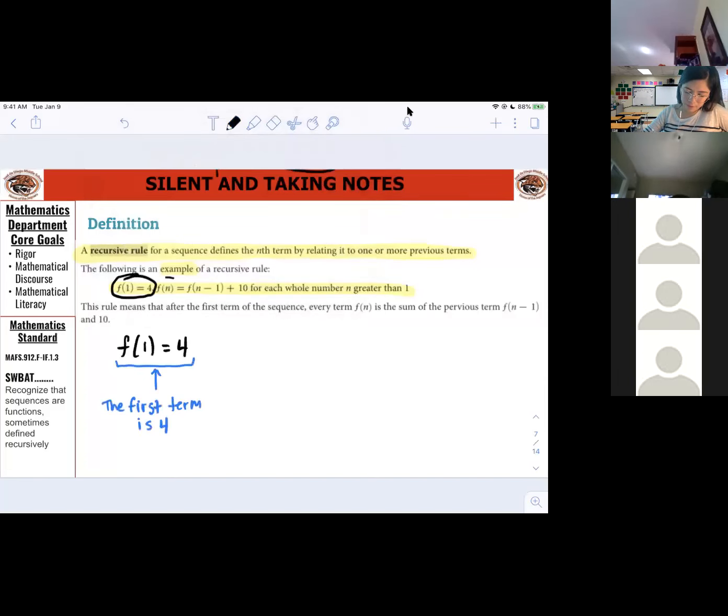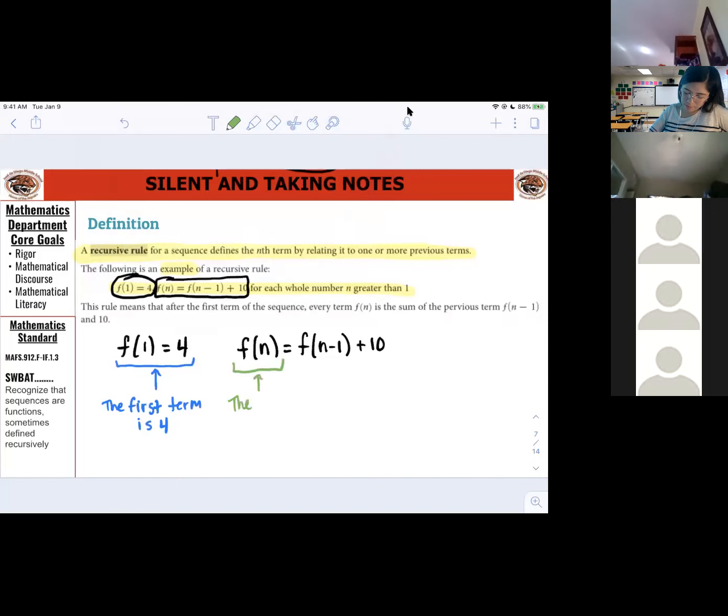The second part of the rule tells me how to find the next number. So let me write that part down. F of n equals f of n minus 1 plus 10. So what is this? I'm going to define each little part of this. F of n just means you're looking for the position. So f of n is the next.